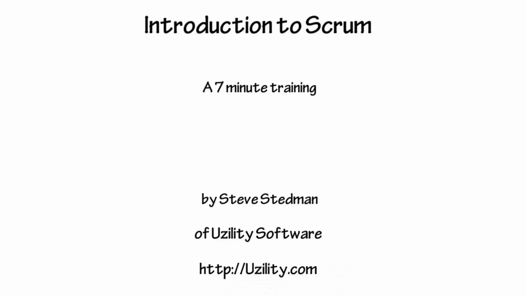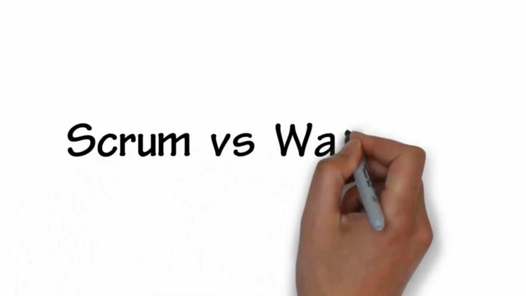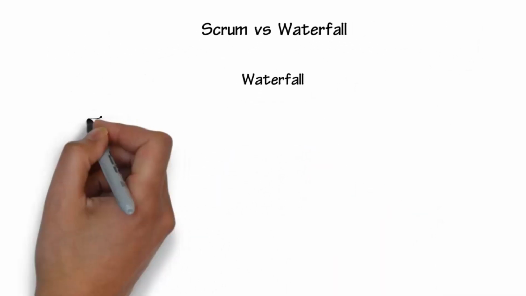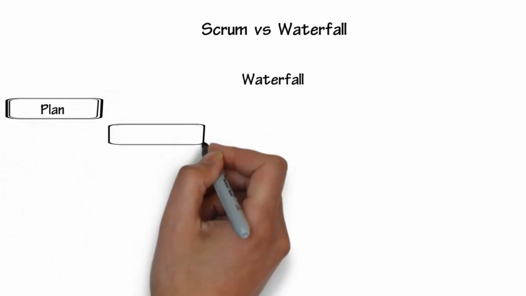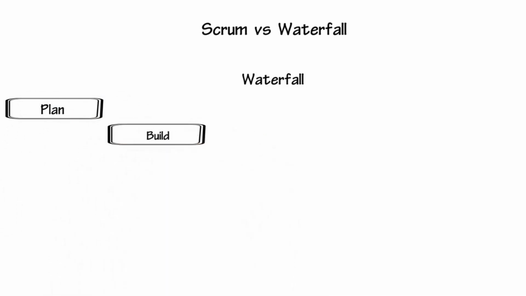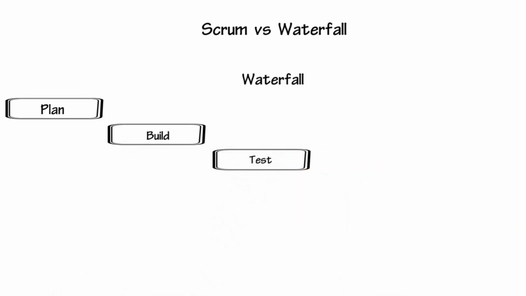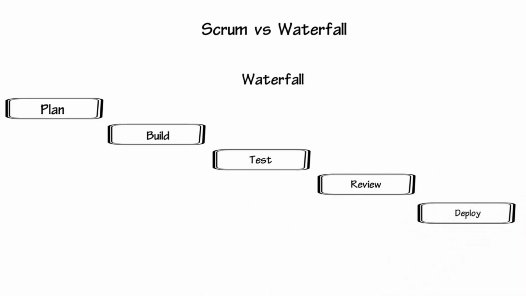First, let's take a look at how Scrum compares to the older alternative of waterfall development. Waterfall typically goes through a lengthy planning process, which could take several months, followed by building the product, which again could take many months, and then testing the product, reviewing, and eventually deploying the product. At this point, you may end up bringing the wrong product to market if market demand or technology has changed since the original plan was developed. There are several problems with this method.